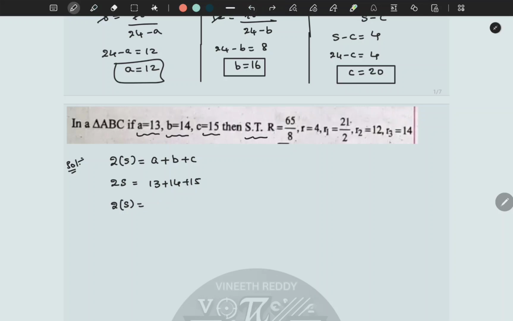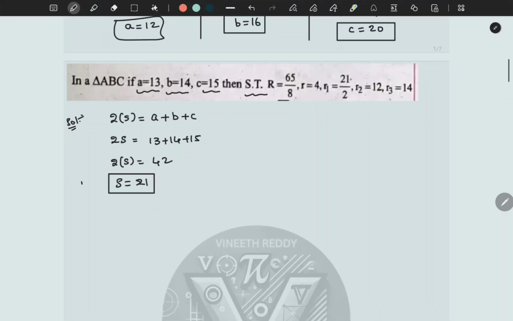No, I'm sorry. So this should be 13, okay, it should be 14 plus 14 plus 14, 43, which should be 42 I think, right? Yes, so that means S is equal to 21, right? 2S is 42, that means S equals 21. This is the first step, dear students.